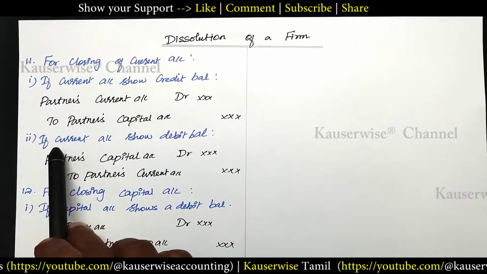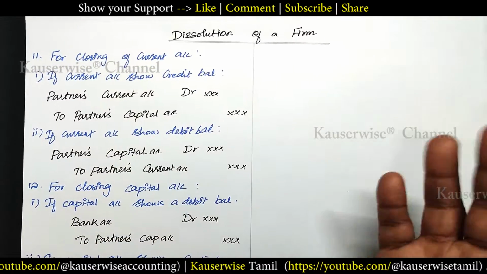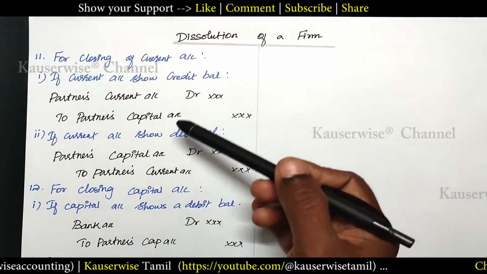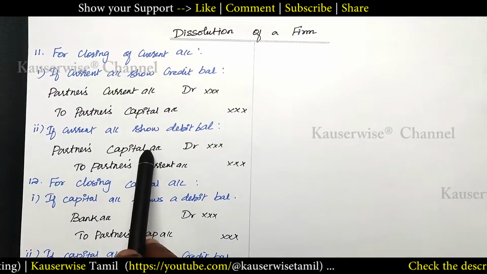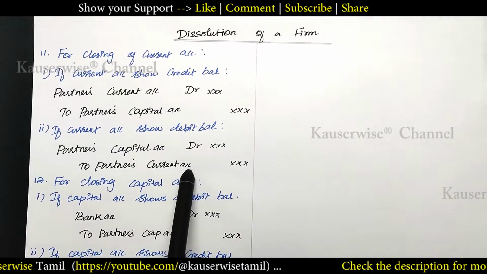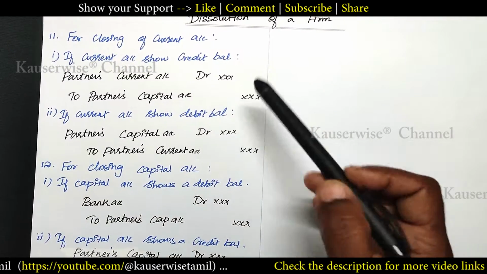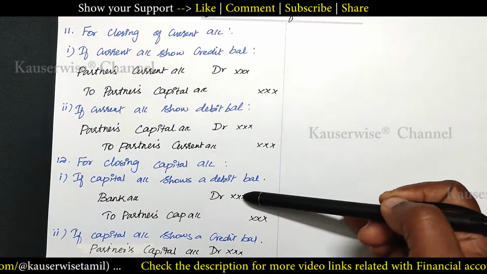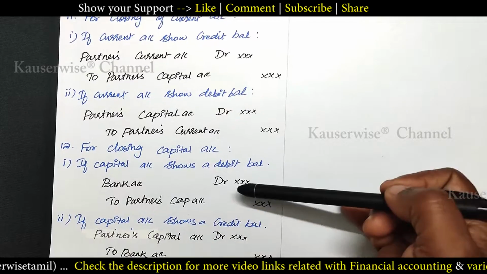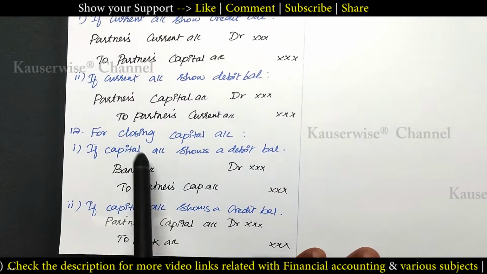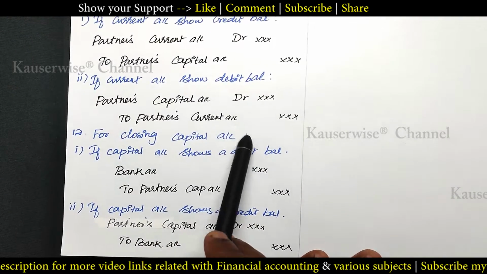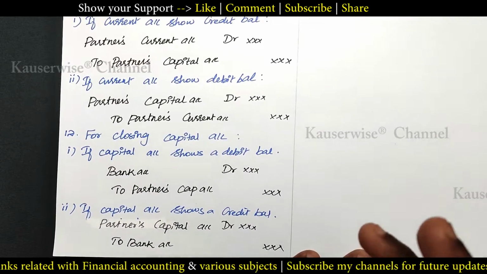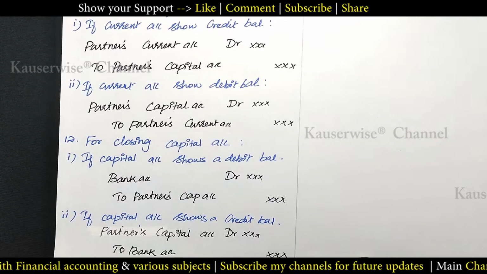In the same way, if the current account shows the opposite side, that is a debit balance, then the amount is also transferred to partners capital account, with a reverse entry: partners capital account debit to partners current account. Finally, after closing the current account, the balance will be transferred to the capital account. And finally you have to close the capital account separately. While you close the capital account, you will get a debit balance or credit balance, whatever it is, and the balancing figure will be transferred to the bank account.